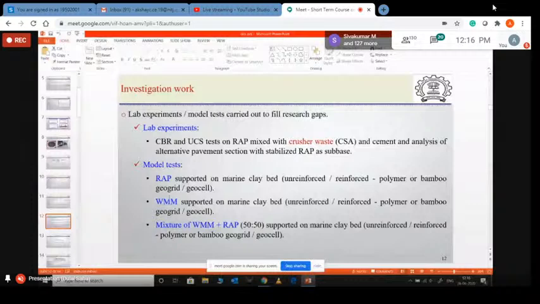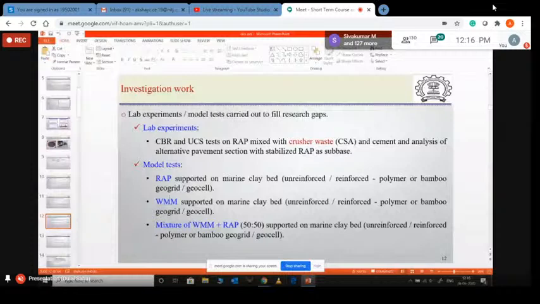So for cost analysis, as I said, I have considered a 2-lane road, 7-meter wide, considering 10 MSA design traffic and 3% subgrade CBR. So the base case was this: 40 BC, 90 DBM, 250 WMM, 380 CSB, 500 subgrade over 3% CBR. This was as per IRC 37.